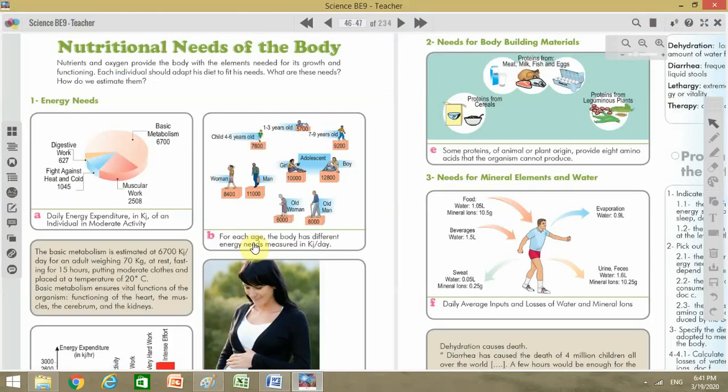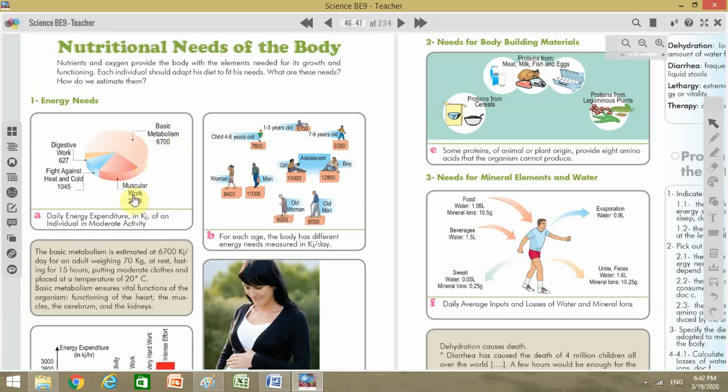To answer these questions, we can go to our documents and observe here in this document the amount of energy needed by an individual doing moderate activity. You see that 6,700 kilojoules of energy are needed for basal metabolism. What is basal metabolism? Basal metabolism is the minimum amount of energy needed by an individual to survive. It is just the amount of energy needed by us to breathe, for our heart to pump, and for our brain to function, the minimum. And the average amount of energy used by an individual for basal metabolism is 6,700 kilojoules.